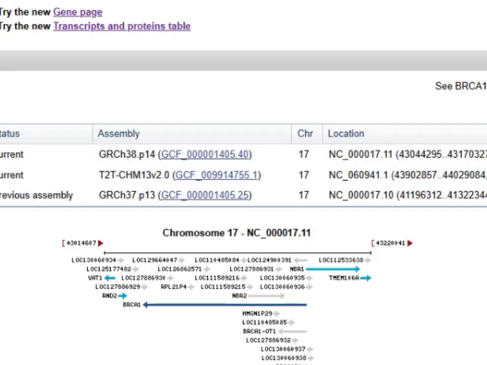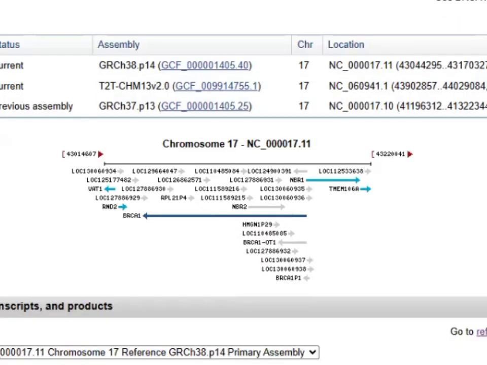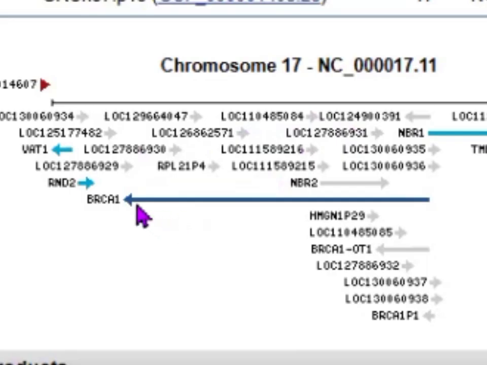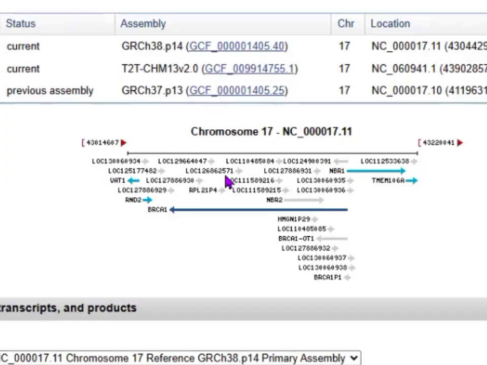Next, very important information that genomic context will give you is the neighboring genes. Here you can see this is the BRCA1 gene, and these are neighboring genes. Now, what are neighboring genes? Neighboring genes are the genes present close to our gene of interest. Here, our gene of interest is BRCA1, and these are present near it.